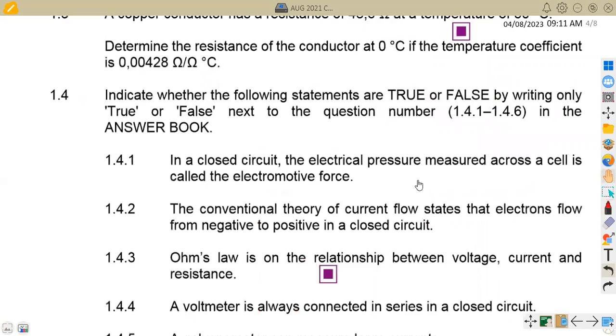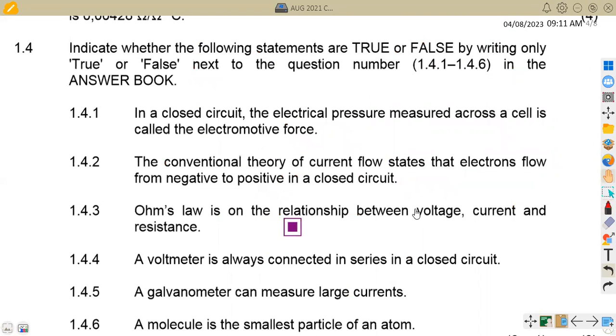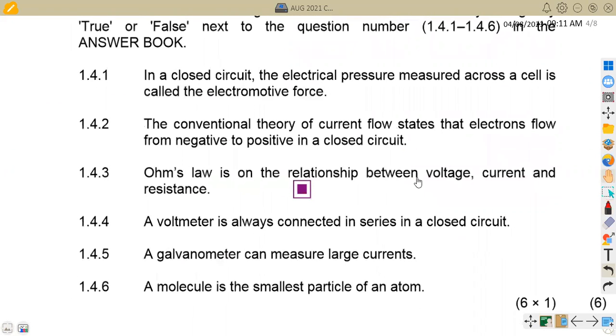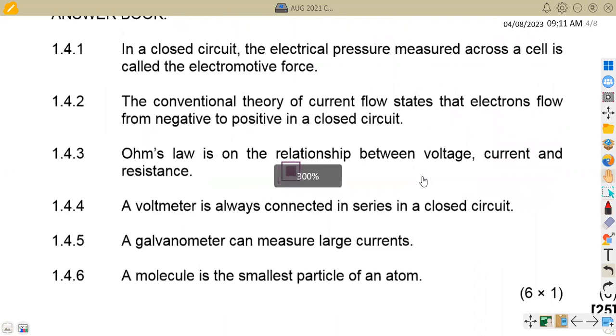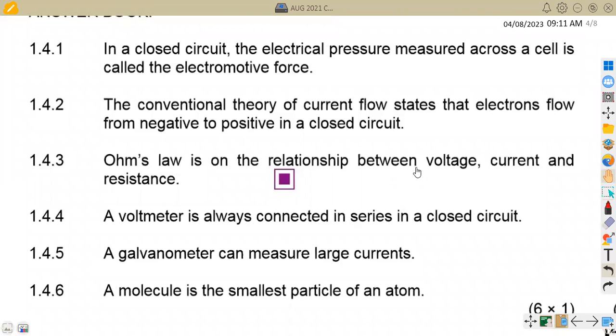On 1.4, we are asked to indicate whether the following statements are true or false by writing only true or false next to the question number. In a closed circuit, the electrical pressure measured across a cell is called electromotive force. So we are talking about the electrical pressure that is measured across a cell, electromotive force. This is actually true, EMF.